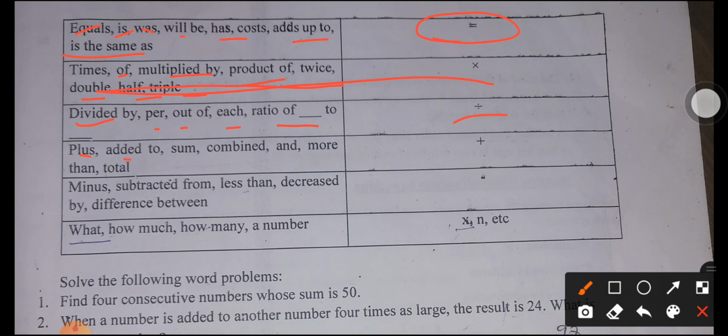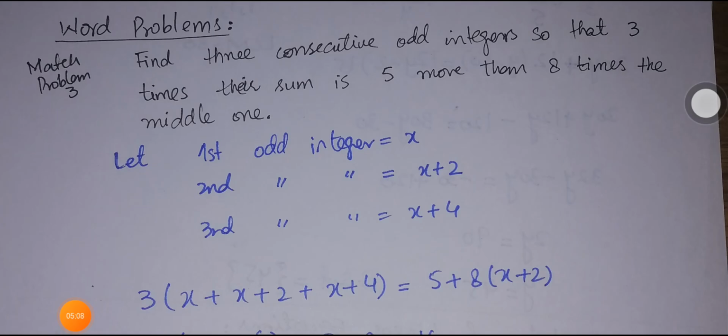Similarly, plus, added to, sum, combined, more, total will show the addition. And for minus, subtracted from, less than, decreased, difference between the two terms, that is we are talking about the subtraction operation. And for the unknown terms we use the variable. So come to the word problem.